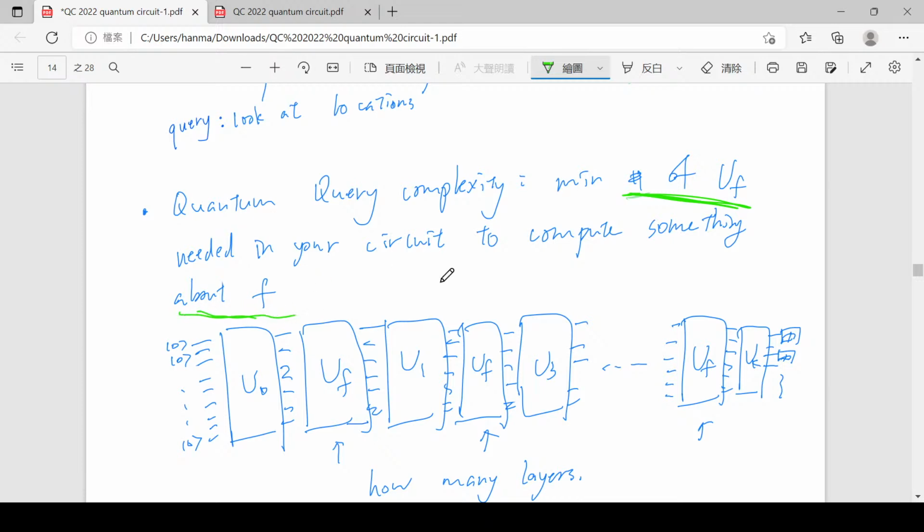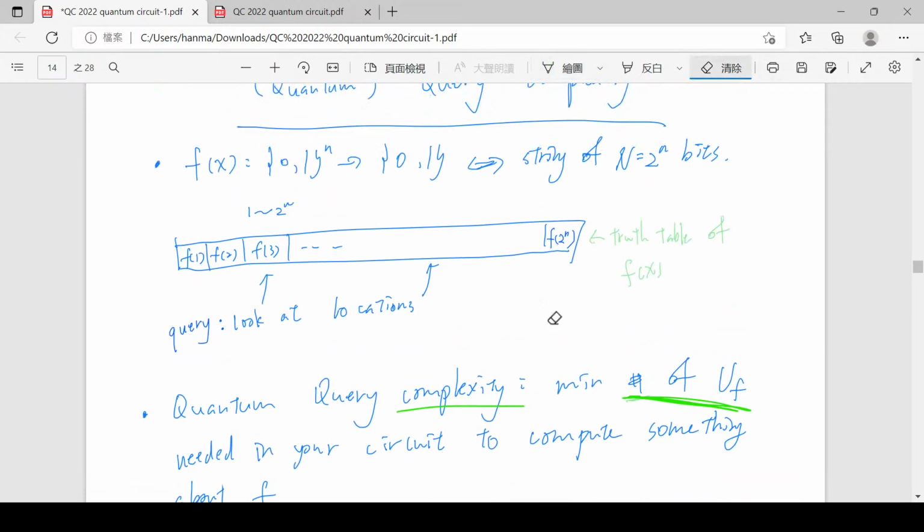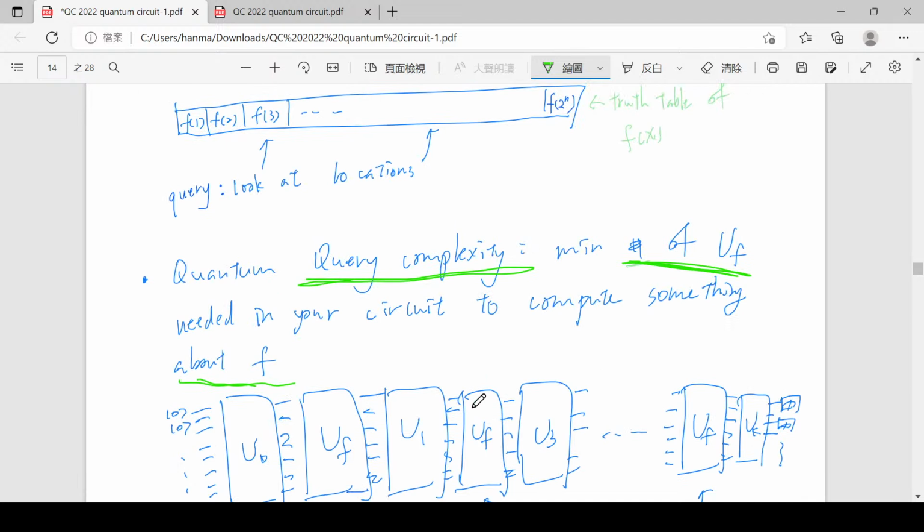But the trick here is this is a different kind of complexity than what we talked about in the previous chapter. When we talked about classical complexity, we care about time and space, right? So here we basically don't care about time or space. We care about the number of queries, and this is, I would say, an approximation to the time complexity.